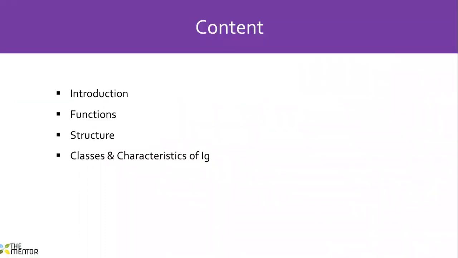Okay, so the content that we're going to discuss today is an introduction to the various concepts about how antibodies are formed, what they are and what they do. Then we're going to look at the functionality and then the structure, which is very important. Then we are going to finish up with the different classes and characteristics of each class of antibodies.